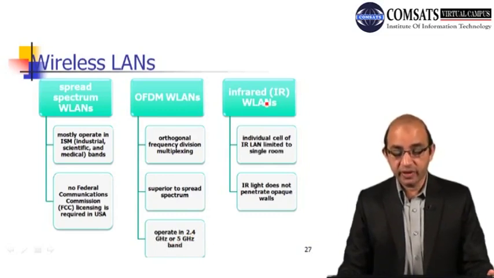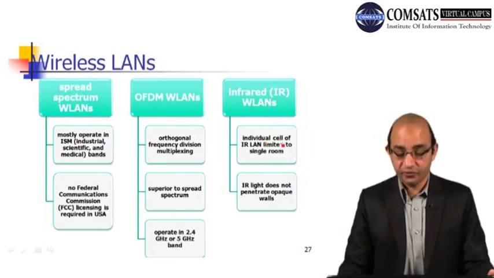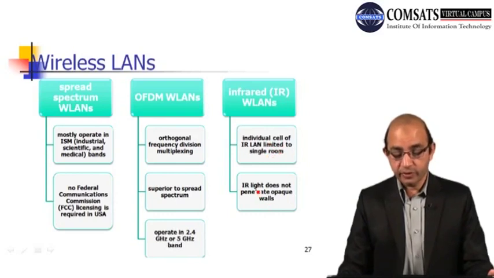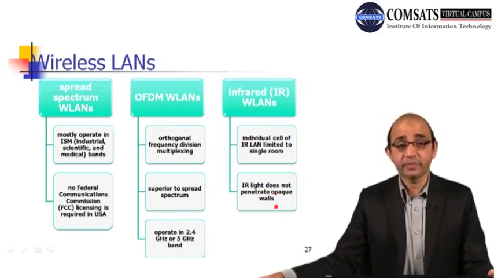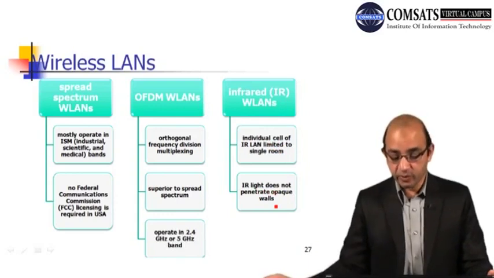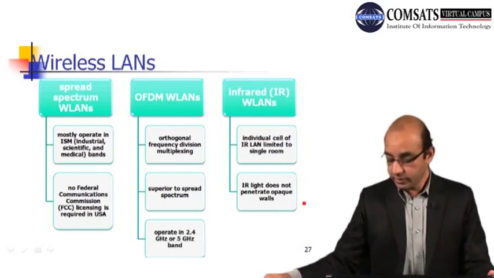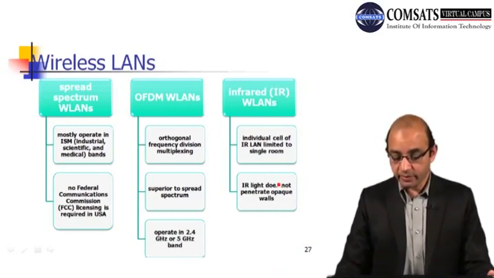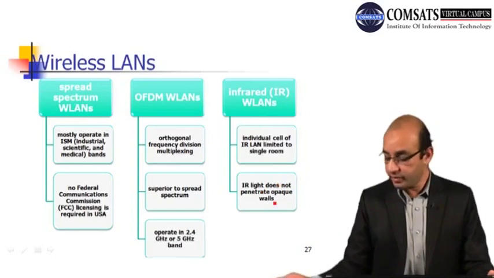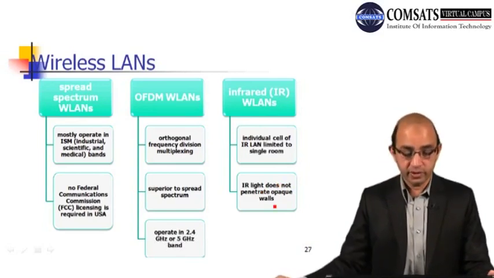If we talk about the infrared WLANs, an individual cell of an IR LAN is limited to a single room, and if we talk about light, there is some sort of interference when we talk about the infrared. There is also a problem that it cannot penetrate through opaque walls.